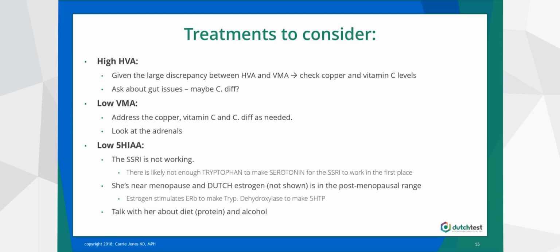And then lastly, I'm going to talk to her about her diet, because maybe she doesn't have enough tryptophan because she doesn't have enough protein in her diet. And I'm going to talk to her about alcohol, because alcohol will cause low levels of 5-HIAA. So if she drank the night of testing or the day before testing, I'm going to ask her about that. That's just a simplified version of how you would take the 3 markers on the DUTCH test, a female patient with estrogen issues, and where I would look. Boom, boom, boom, just like that.